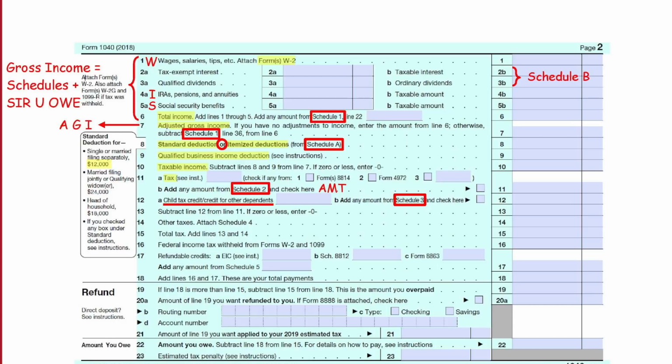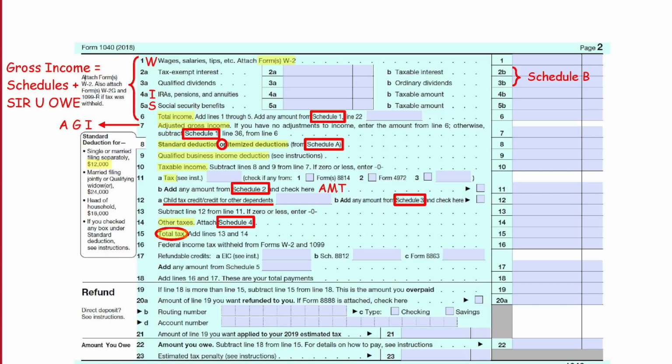Okay, now moving on. Line number 14 is other taxes. Highlight it and put a box around Schedule 4, which gets us to line 15. Highlight total tax, also circle it. It says add lines 13 and 14.